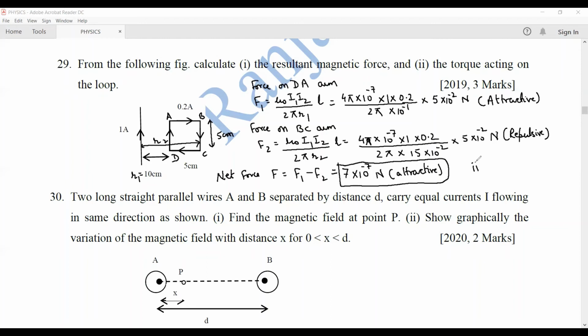Then the next part is the torque acting on this loop. Torque will be equal to 0. No torque will be experienced by this current carrying loop.